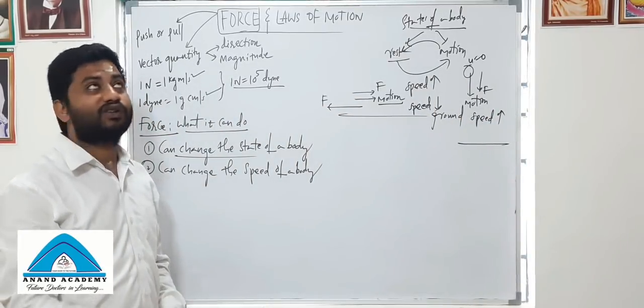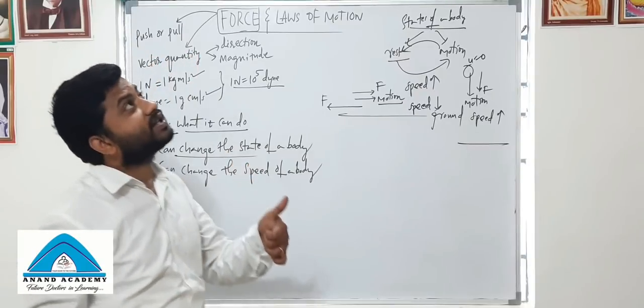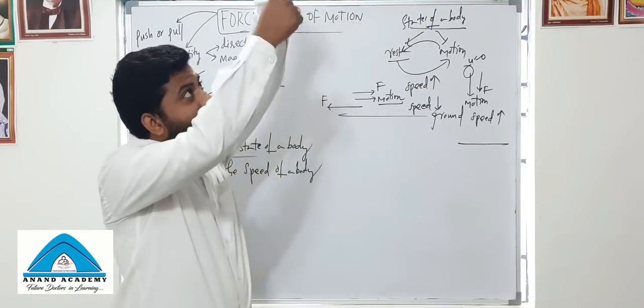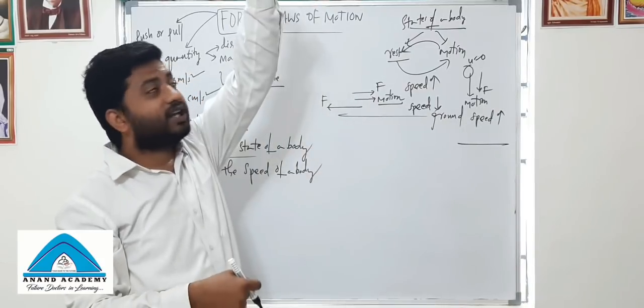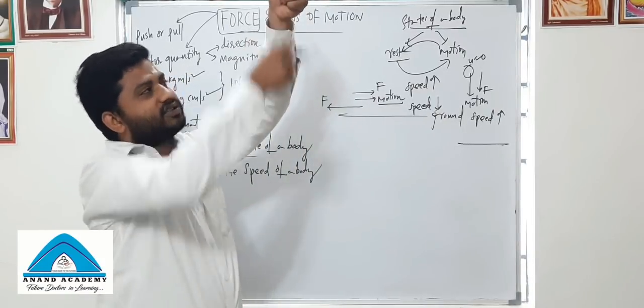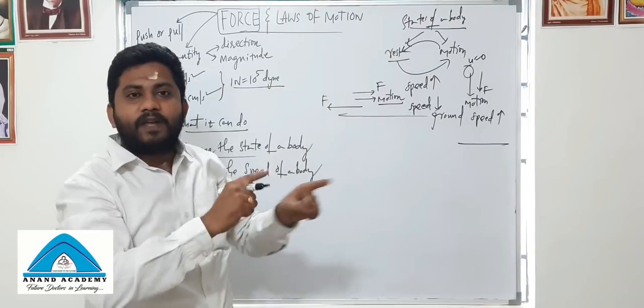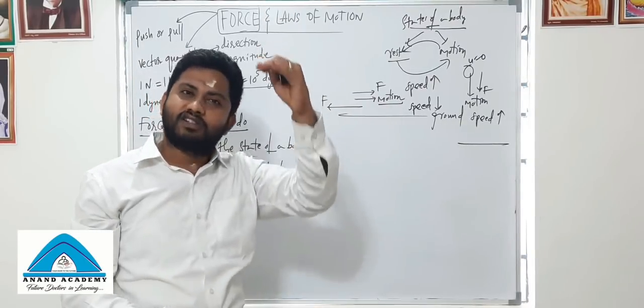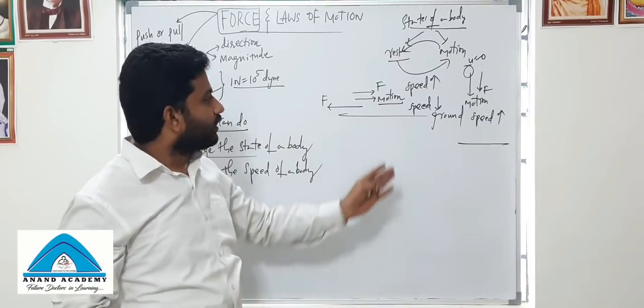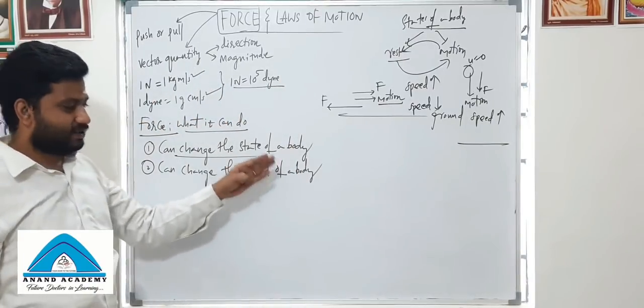It will slow down when you throw the body. So the body's motion is in one direction and the gravitational force is always towards the center of the earth, downwards. Motion is in the upward direction, force is in the downward direction. That means they are in opposite directions. Then the speed of the body will obviously slow down. Okay, so that's how the force can change the speed of a body.